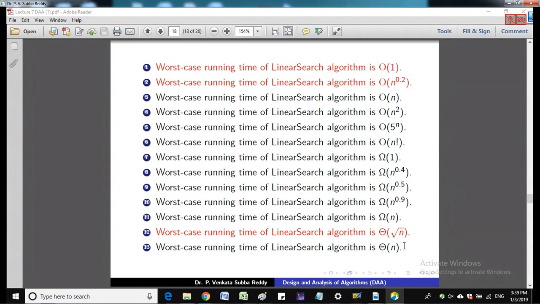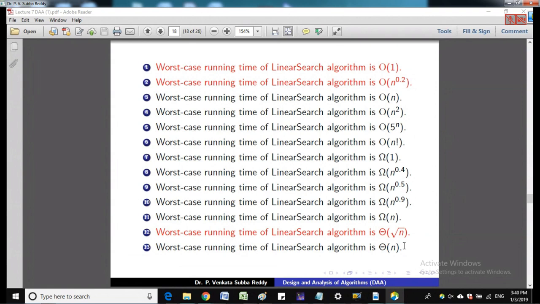So I'll just stop here. In this class, we discussed the formal definitions of the remaining asymptotic notations: big O, big omega, theta, little o, and little omega. And we have seen some examples of how to show that f of n is big O of g of n, big omega of g of n, and little omega of g of n.